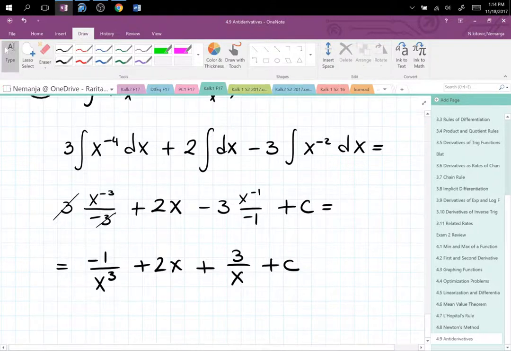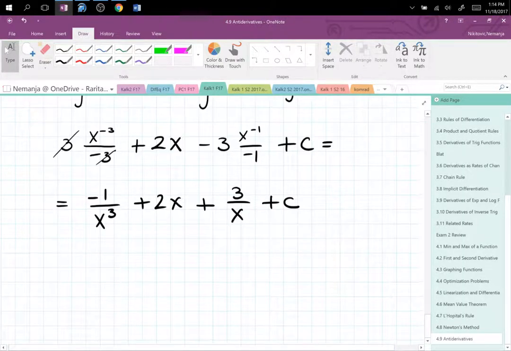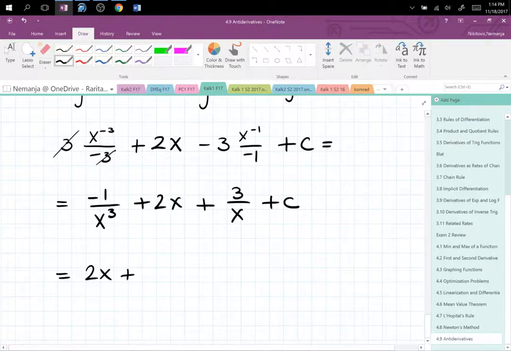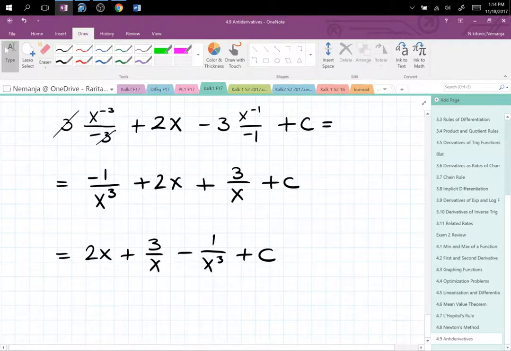Now, I'm not picky about it. Some others might. You see, when you are looking at this expression, you can put it in the decreasing order of powers, right? So this is the highest, and then the second highest, and then the third one. So as you look at that, it's equal to 2x plus 3 over x minus 1 over x cubed. It's not necessary at all, but cool.